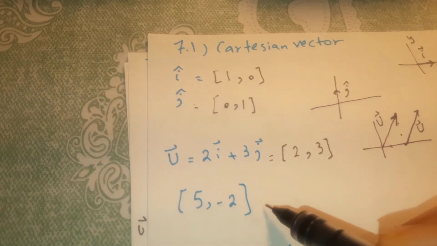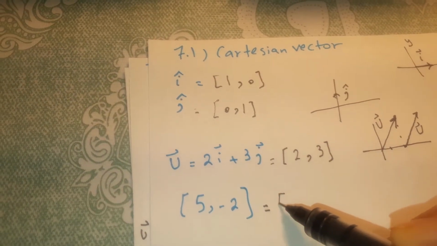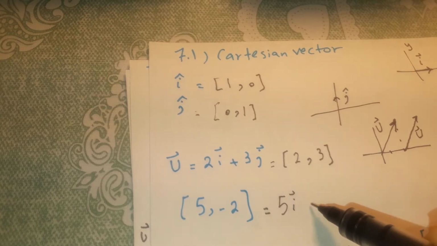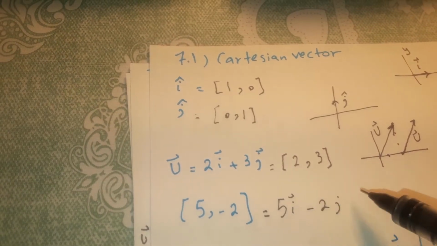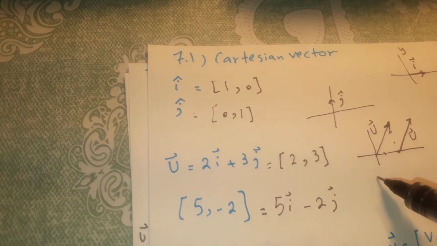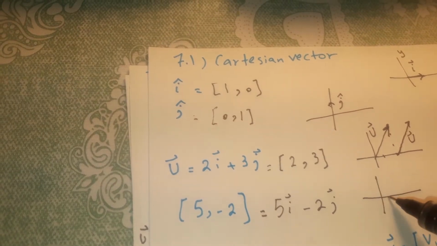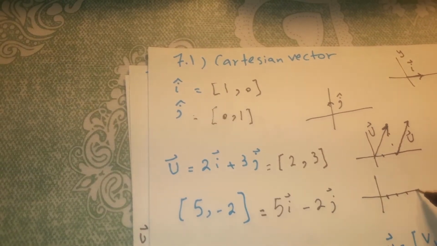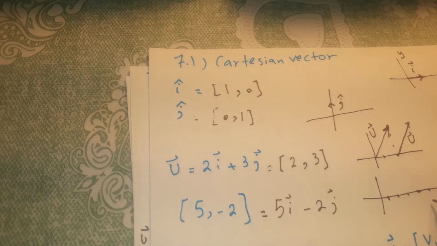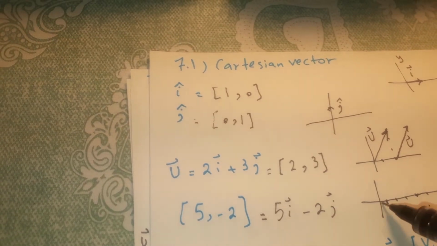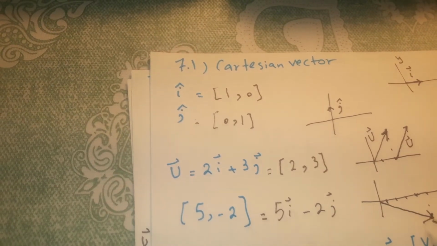So you can move your vector anywhere you want. And this one is going to be 5i minus 2j, which means you go 5 units, 1, 2, 3, 4, 5 units to the right and 2 units down, so that would be your vector.